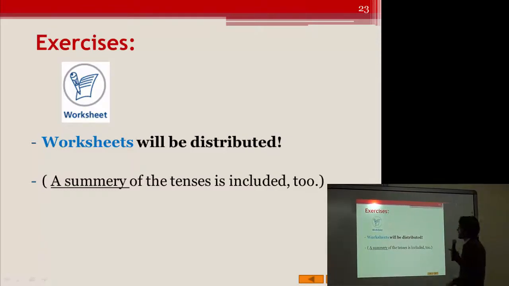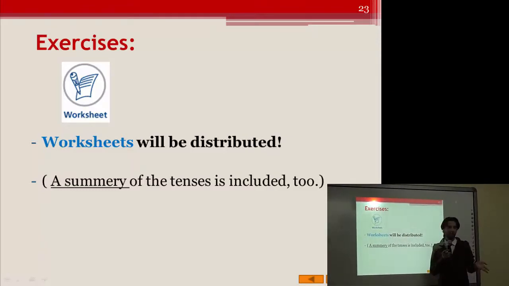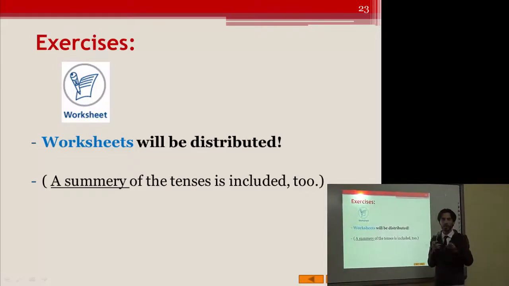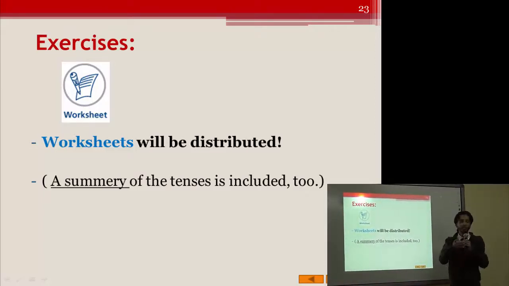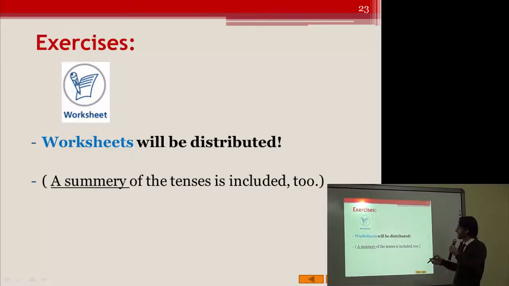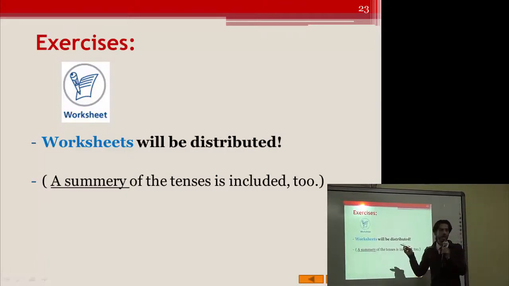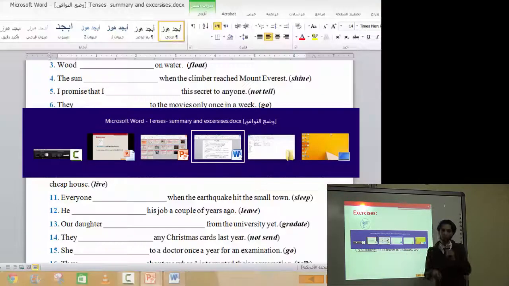Okay, we still have about 5 minutes. We can do a little exercise. I will distribute some worksheets, and the summary of the tenses which were on these slides are included too.